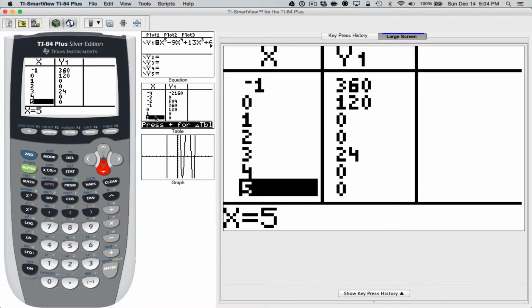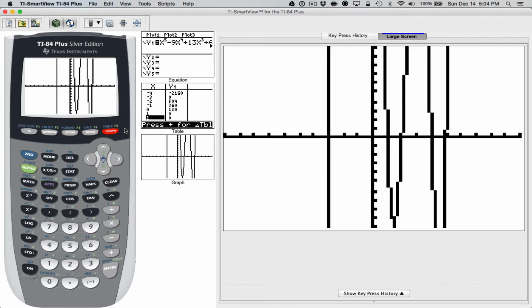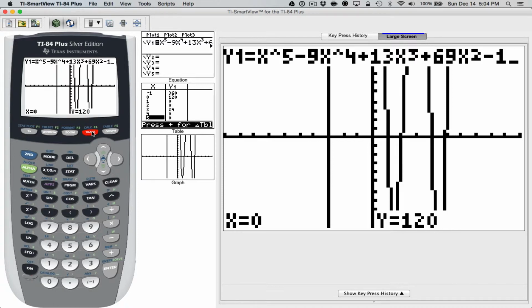I'm not always so lucky, right? The table happens to be showing me whole numbers. So let's go back to the graph and take a look at how we might try and find these factors if I didn't know that they were all whole numbers. I'm going to click the trace button, and you'll see on the screen that I have my x-coordinate, x equals 0, y is 120 right now.